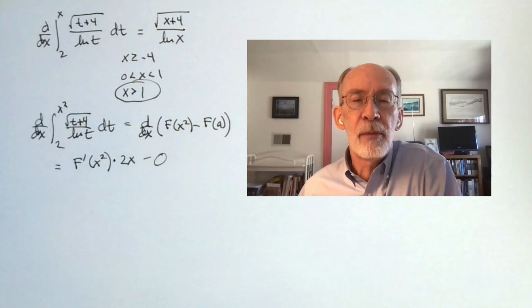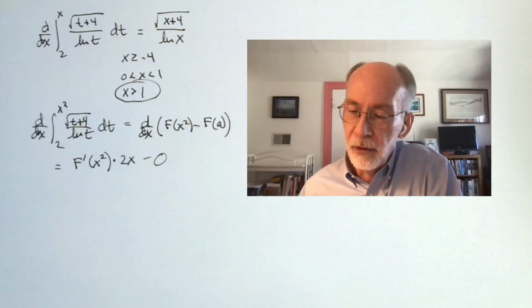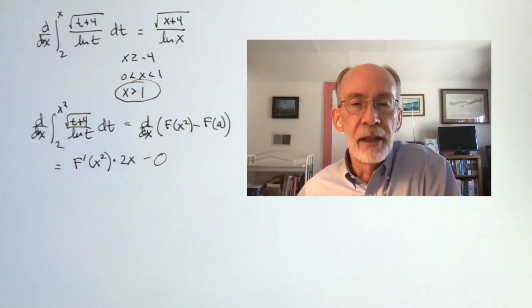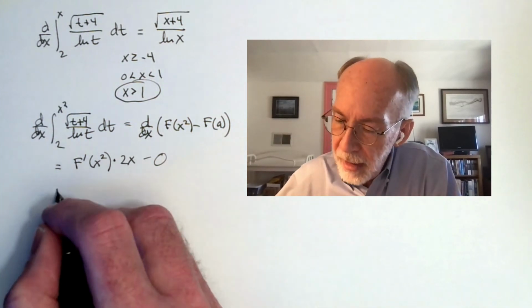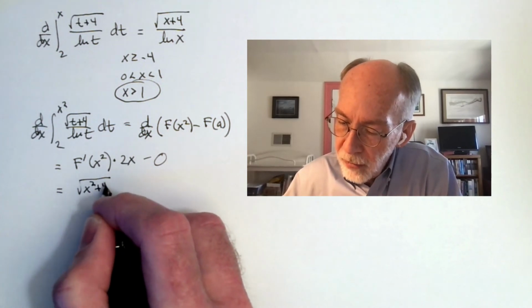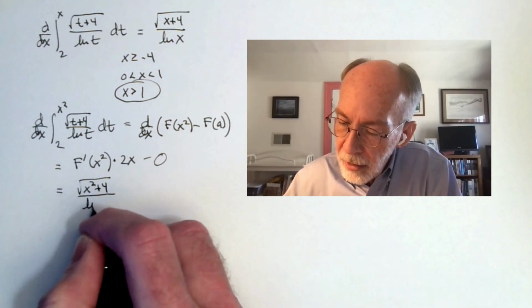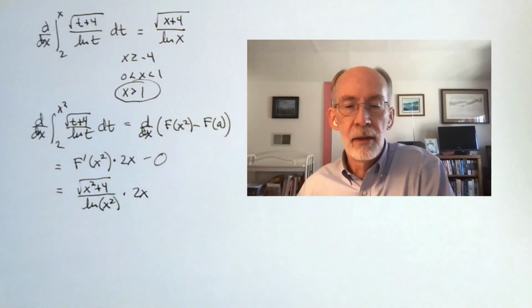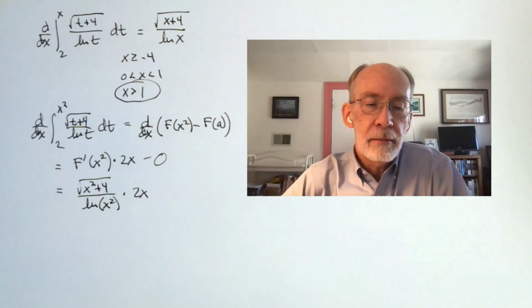So now what is F prime of x squared? Well, it's whatever I get when I stick x squared into the integrand, because the integrand is big F prime, right? So this should be square root of x squared plus 4 over the natural log of x squared times 2x.